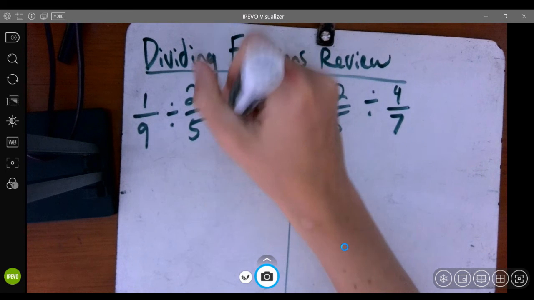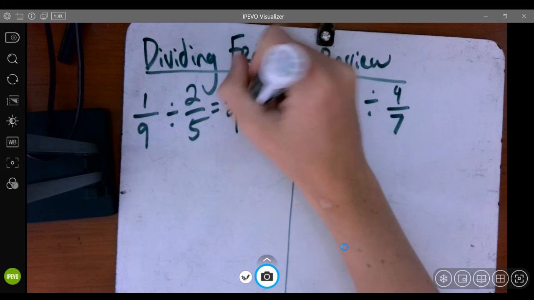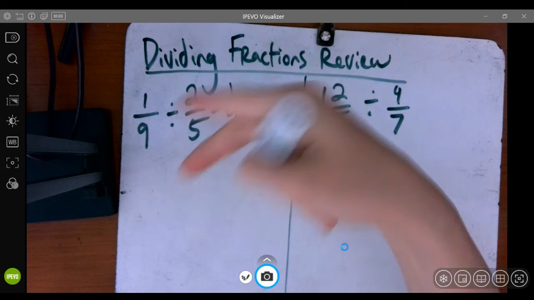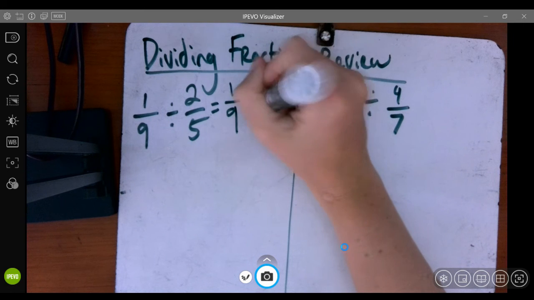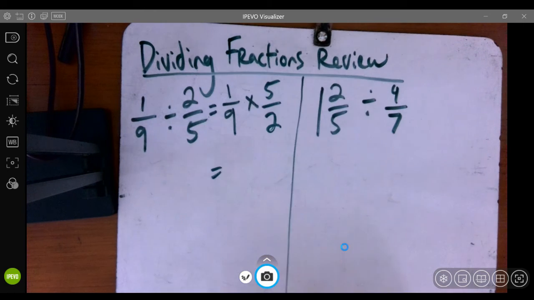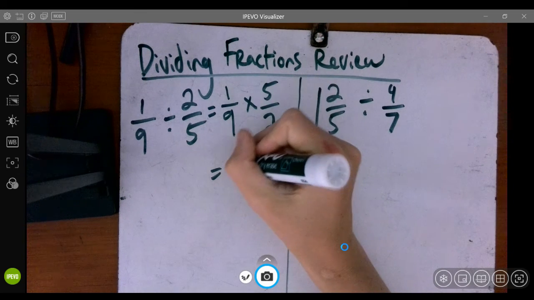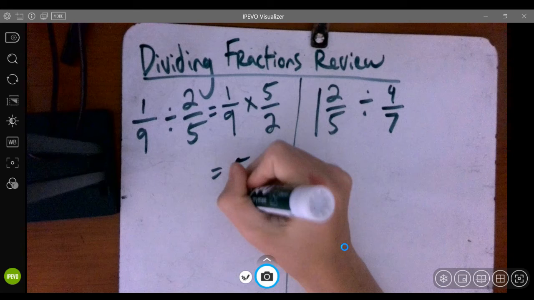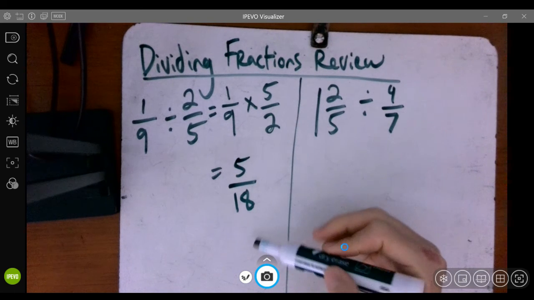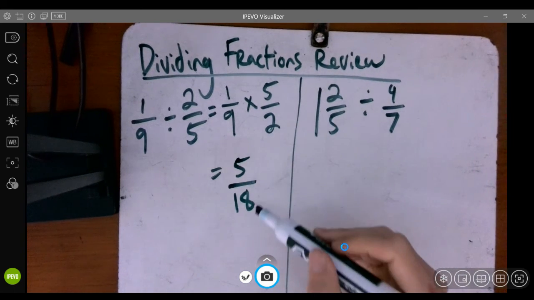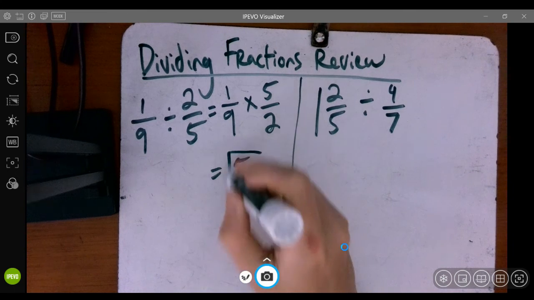So I'm going to rewrite this as 1/9 multiplied by this number, but flipping the numerator and the denominator, so it's 5/2. And then once I have that, I'm ready to just multiply as I have shown in the other video. So nothing's going to cross cancel because 5 and 9 don't have any common factors, and neither do 1 and 2. So 1 times 5 is 5, 9 times 2 is 18, and this is a fraction in simplest form because 5 and 18 don't have any common factors, and so I am finished.